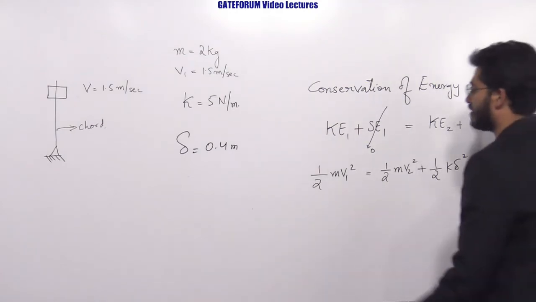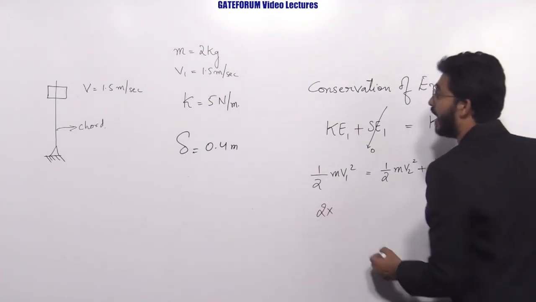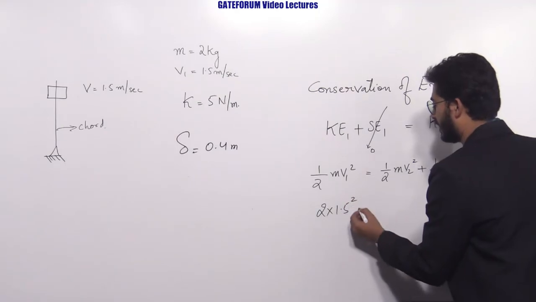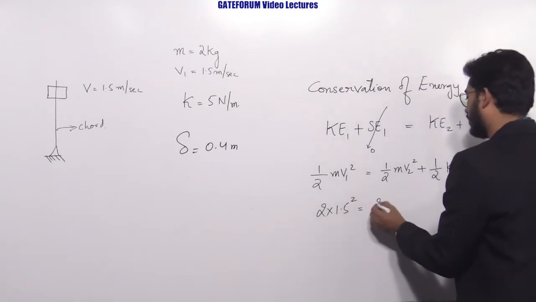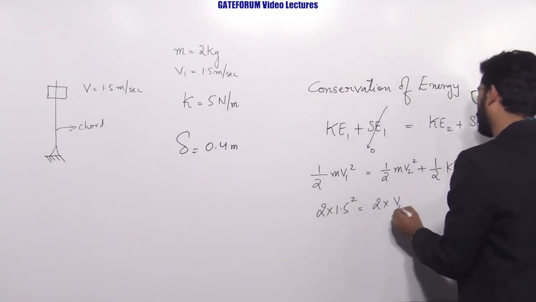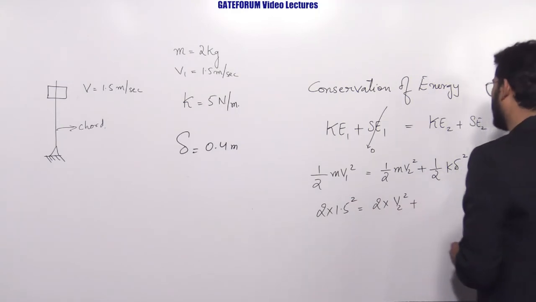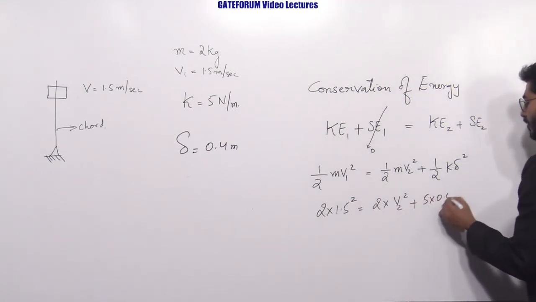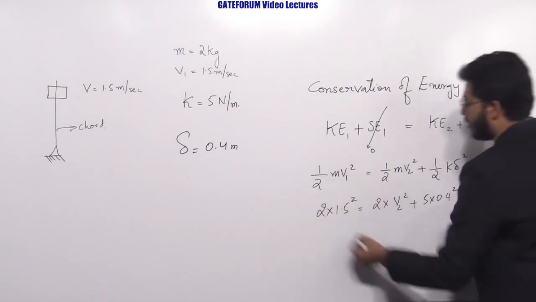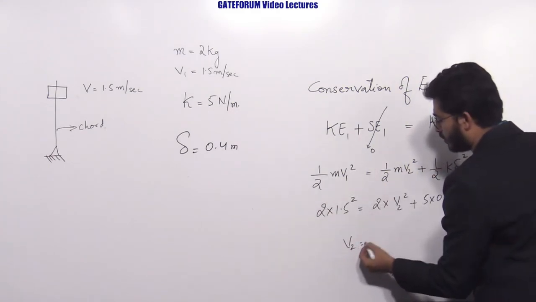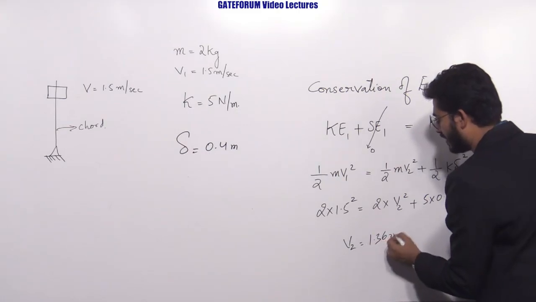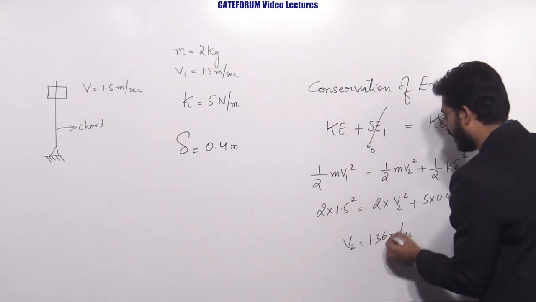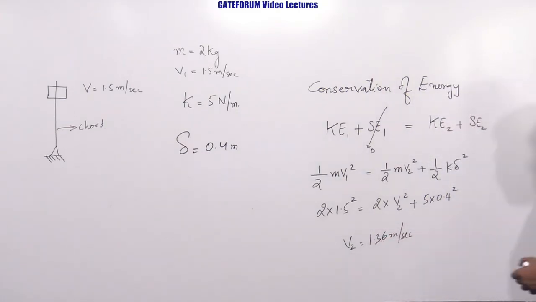Half and half will be cancelled. The mass of the block is 2 kg and the velocity is 1.5 meter per second, squared. The mass is 2 kg and v2 is not known to you, plus k is 5 and delta is 0.4 squared. Upon solving, v2 comes out to be 1.36 meters per second, which matches option A. So this will be the end of the answer. Simple question.